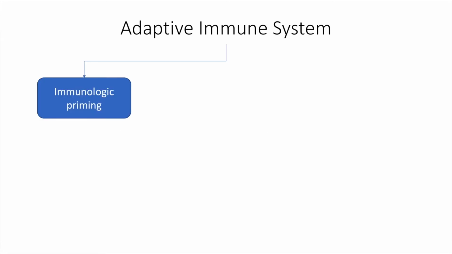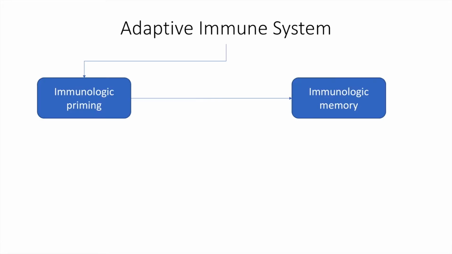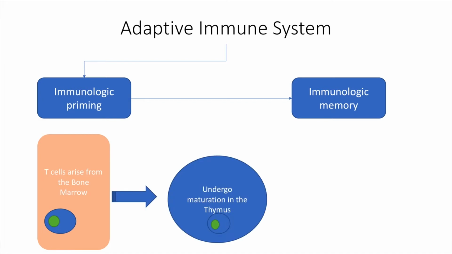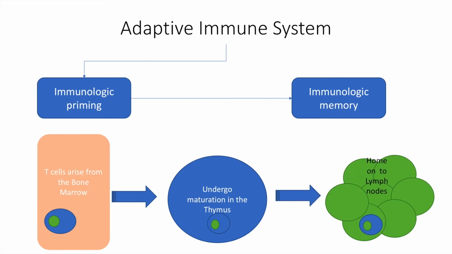The adaptive immune system constitutes immunological priming, which also results in immunologic memory. T cells arise from the bone marrow, and from there they are sent to the thymus for maturation. From the thymus, they home to the lymph node, where they stay and wait and act in case of a pathogenic attack.